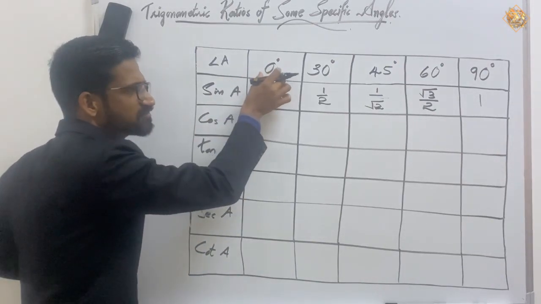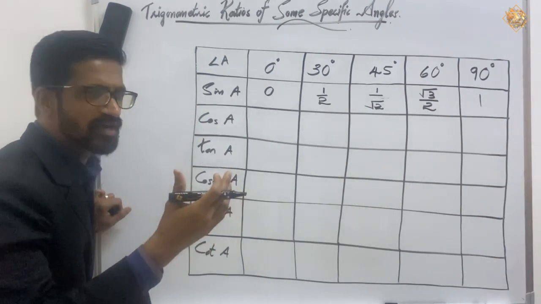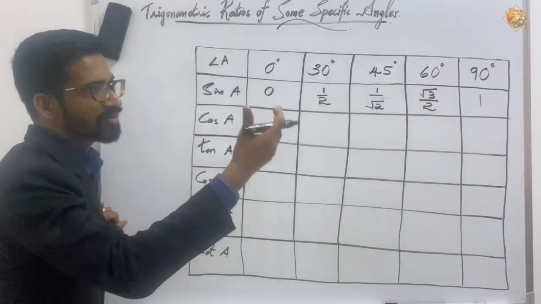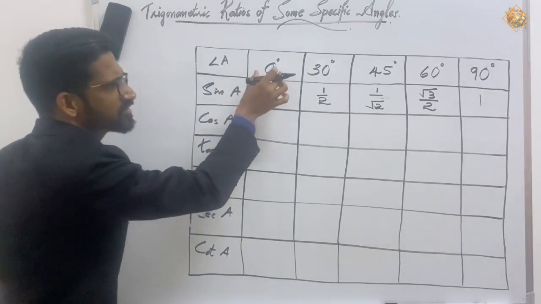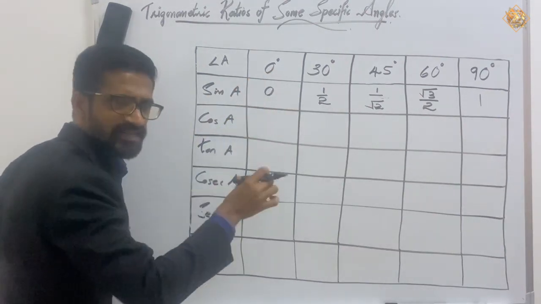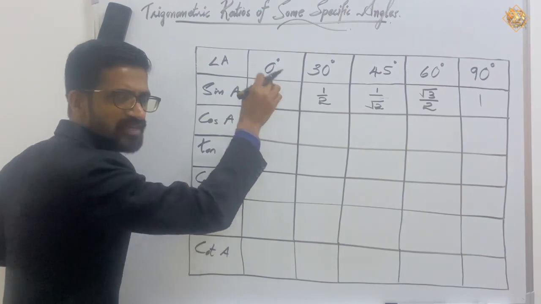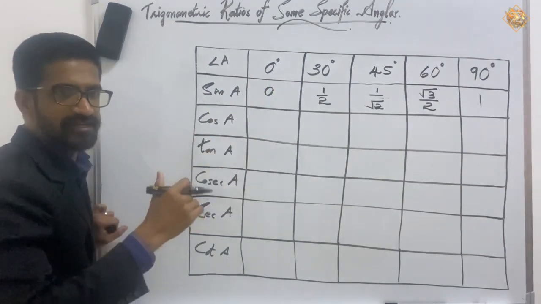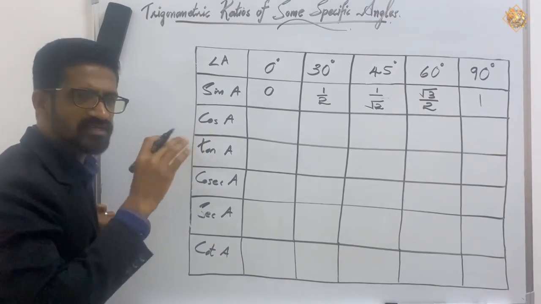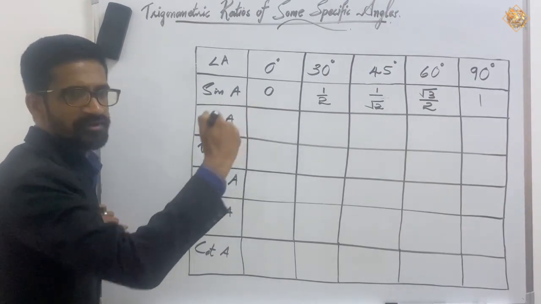And which are the specific angles? We don't need to learn about 25 or 100 or 180 and all. We just want the specific angles in grade 10, that is 0 degree, 30 degree, 45 degree, 60 degree, and 90 degree. These 5 angles also you learn by heart in the same order.